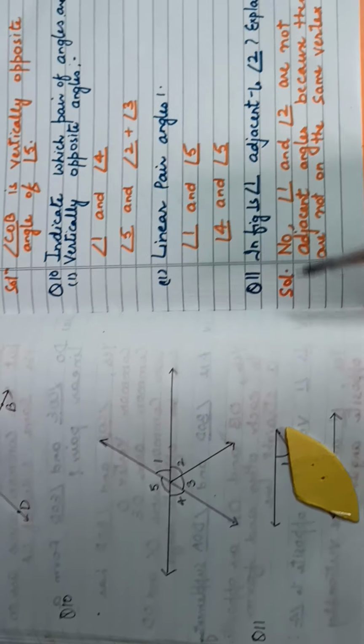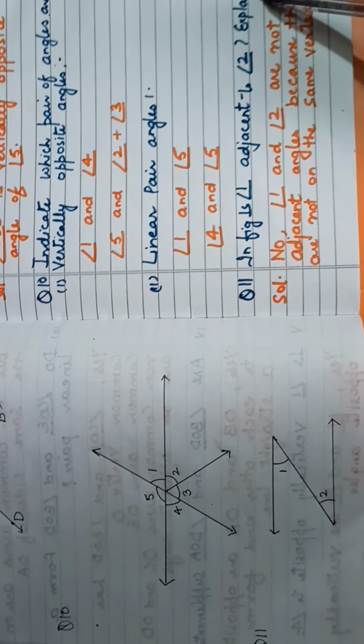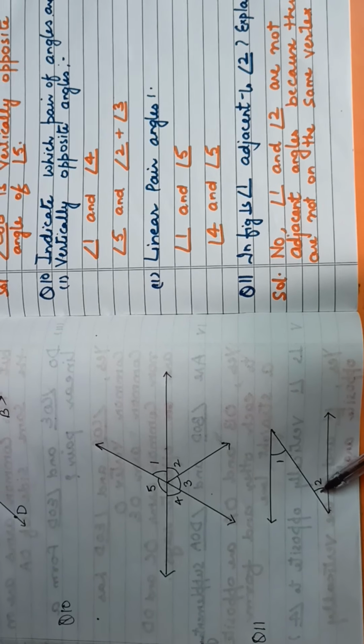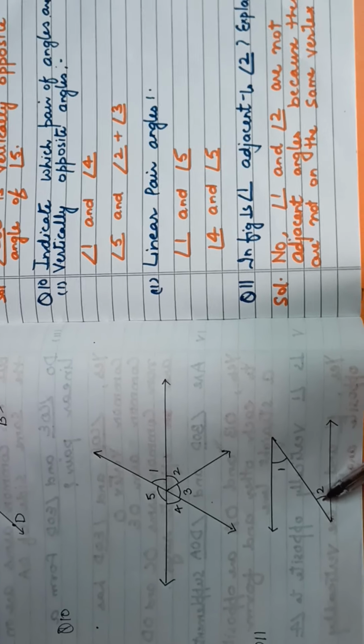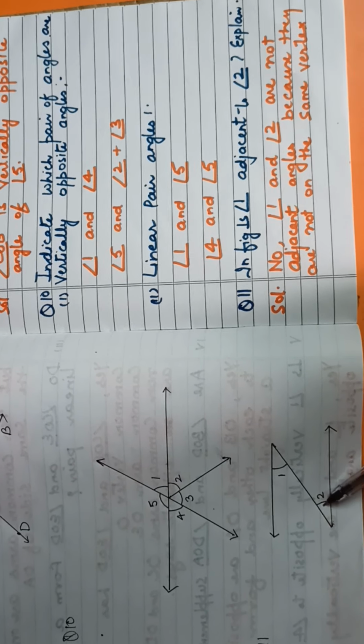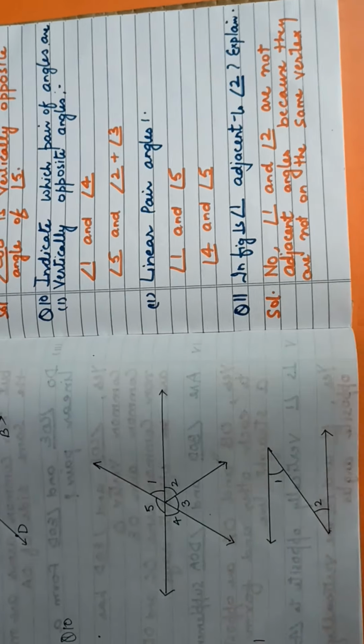Next, question 11. In the figure, is angle 1 adjacent to angle 2? Explain. No children, angle 1 is not adjacent to angle 2, because of the first property of adjacent angles: they must have a common vertex, but they do not have a common vertex, so they are not adjacent angles.